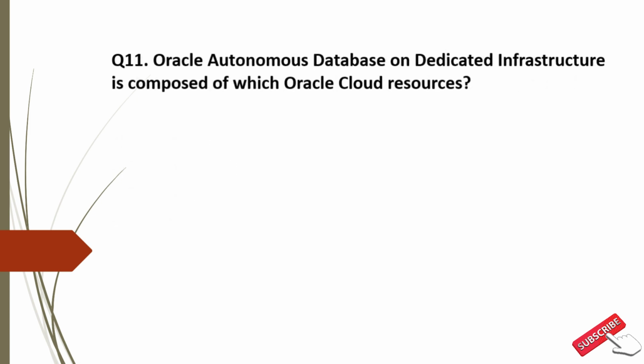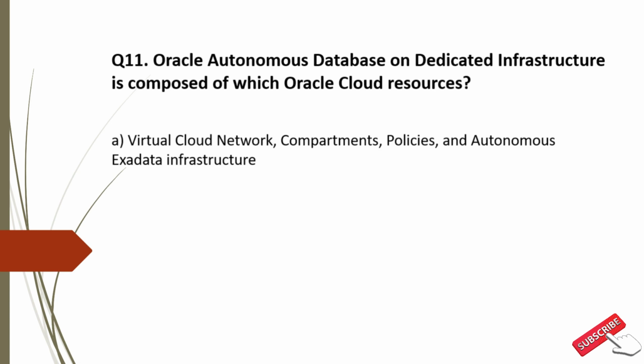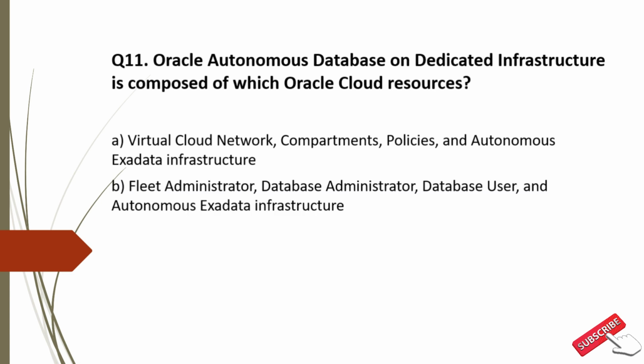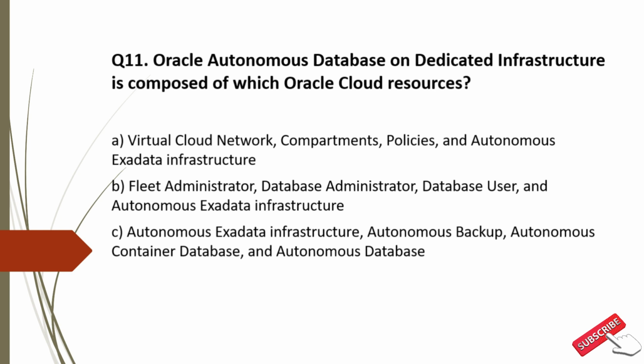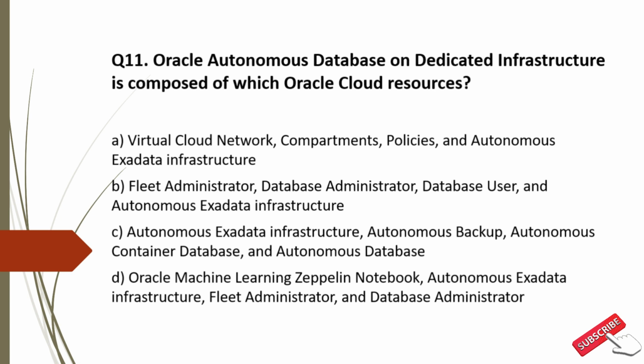Question 11. Oracle Autonomous Database on dedicated infrastructure is composed of which Oracle Cloud resources? And the options are A. Virtual Cloud Network, Compartments, Policies and Autonomous Accelerator Infrastructure. B. Fleet Administrator, Database Administrator, Database User and Autonomous Accelerator Infrastructure. C. Autonomous Accelerator Infrastructure, Autonomous Backup, Autonomous Container Database and Autonomous Database. And D. Oracle Machine Learning Zipline Notebook, Autonomous Accelerator Infrastructure, Fleet Administrator and Database Administrator.